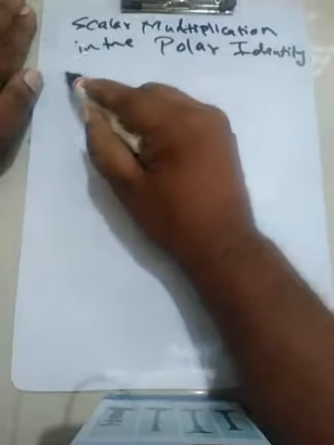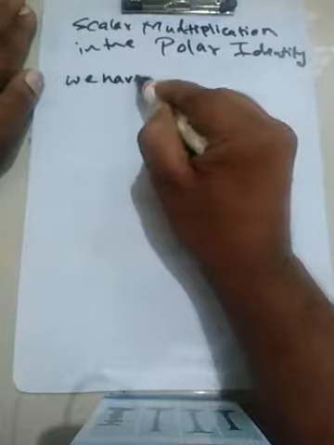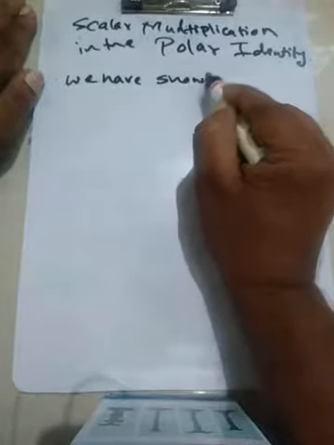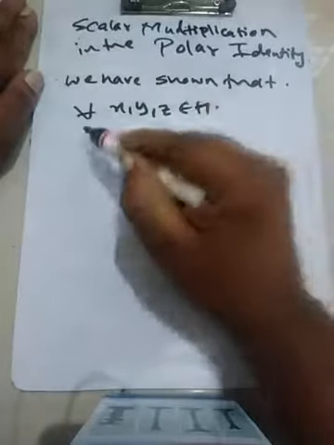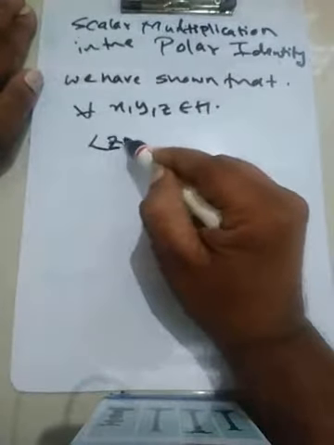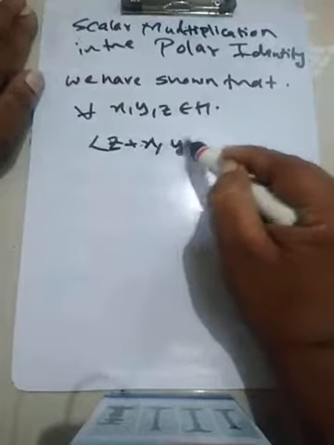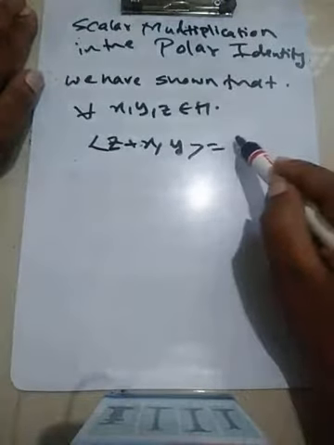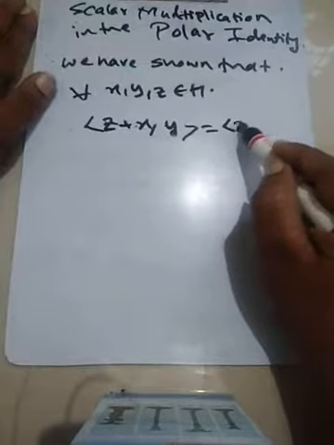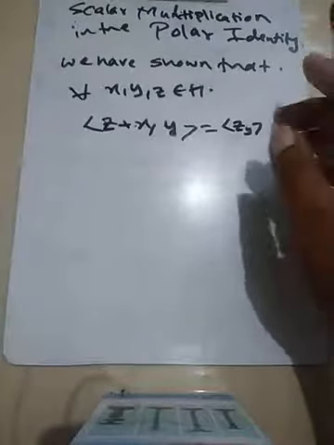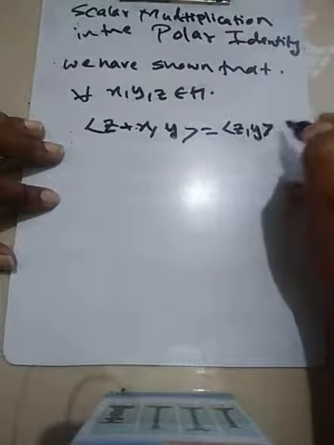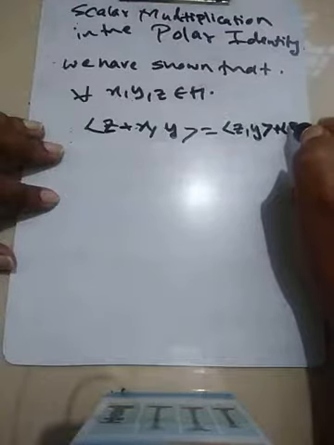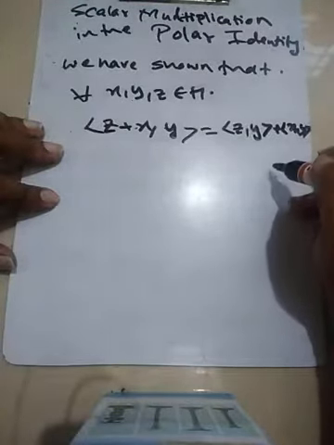So what we have shown is that for all x, y, z belonging to H, the inner product of z plus x comma y is equal to the inner product of z with y plus the inner product of x with y.